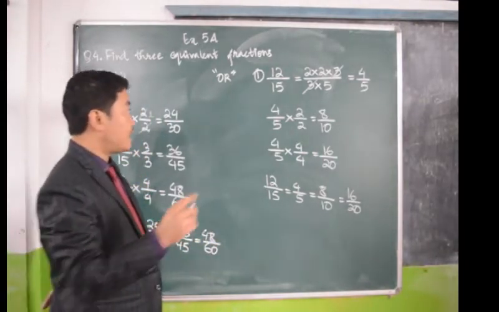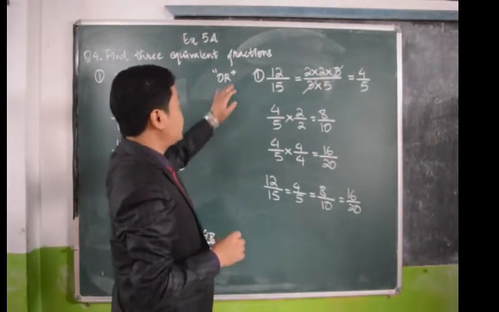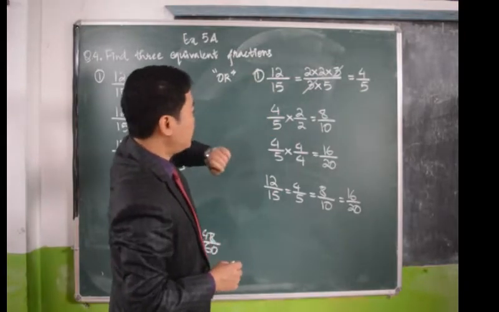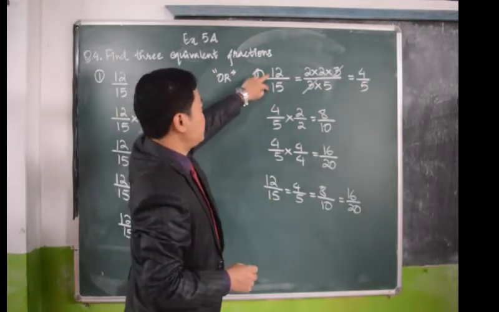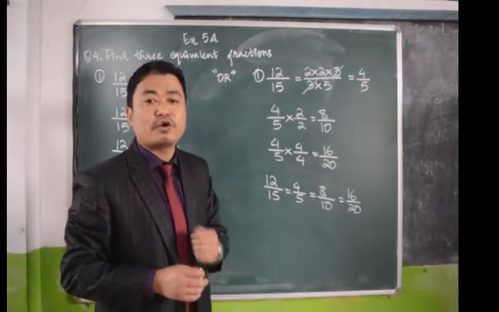Okay, the second one I have done as well, just to show you. In the second one, what I have done here is find the equivalent fractions. And what do I see in the question? I see 12 divided by 15. They are not in the simplest form.